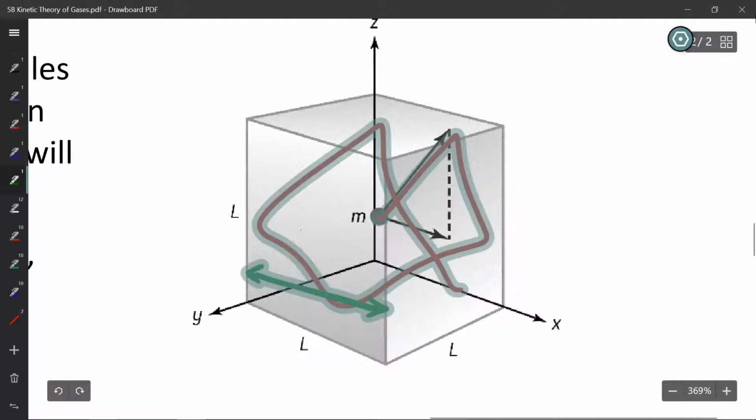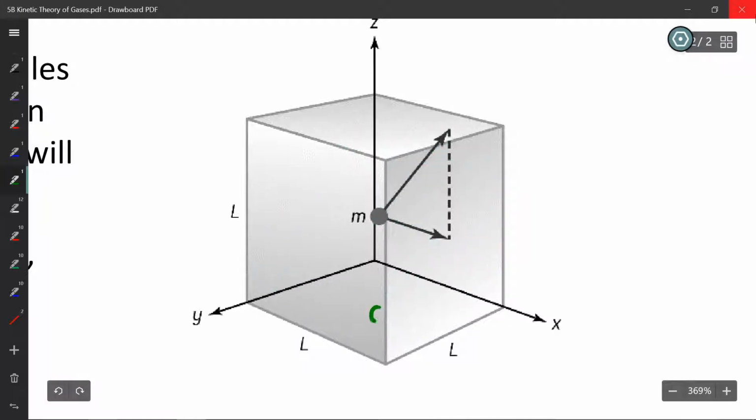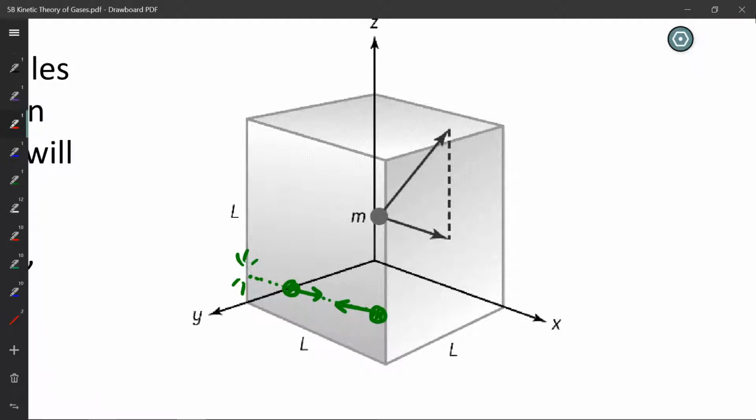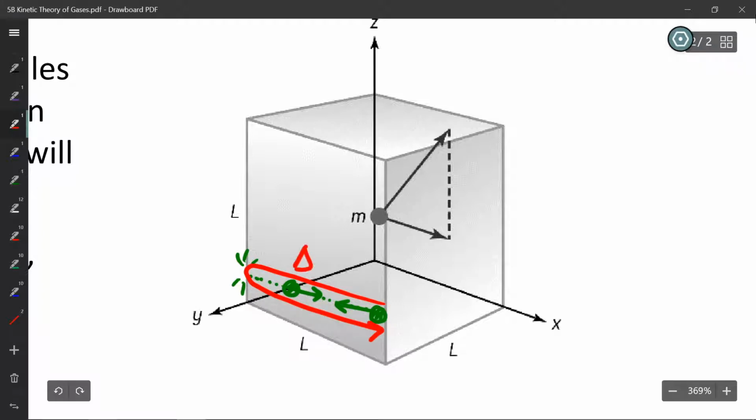So let's imagine a particle that starts off right here. It starts moving in the x direction towards the left-hand wall of the container. It reaches the end, hits the wall, and bounces back in the opposite direction. We're going to say that the time it takes the particle to go to the wall and then back again is delta t.